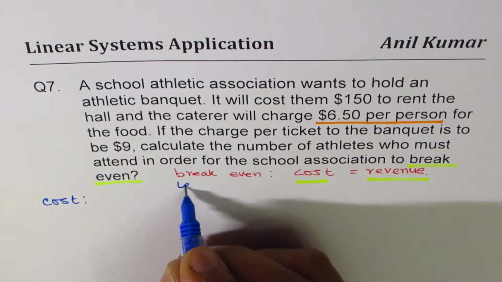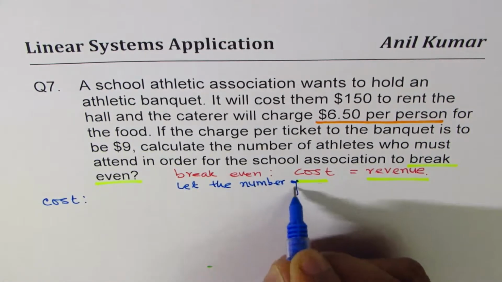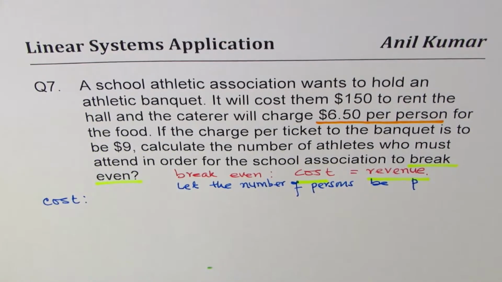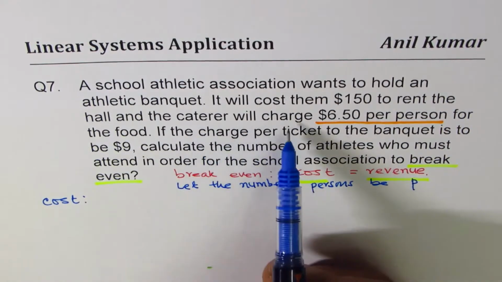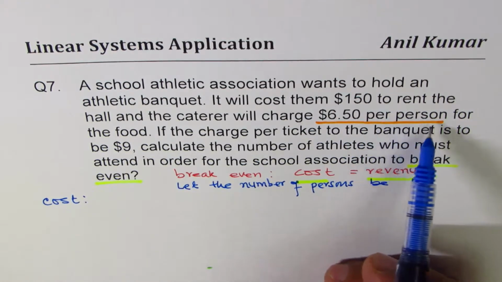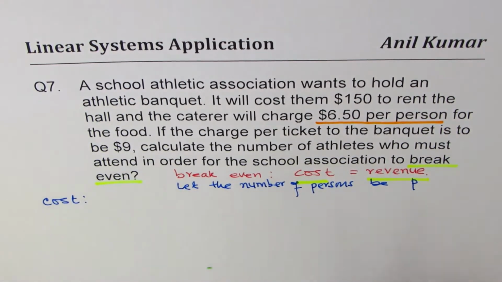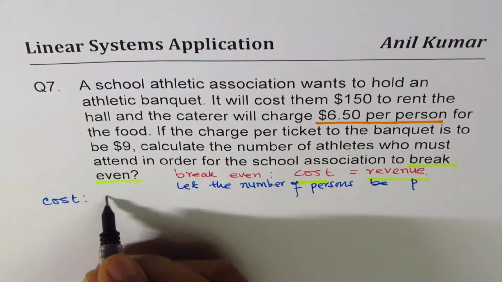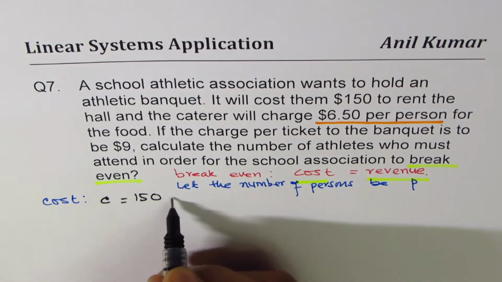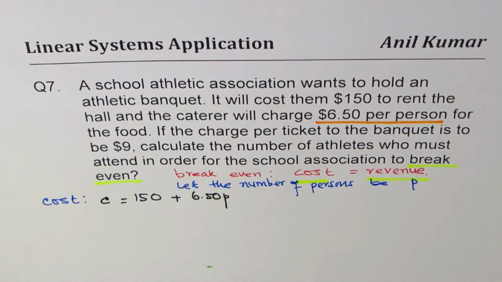We say let the number of persons be P. Okay, so we have defined this variable P, persons. So when you say caterer will charge $6.50 per person, that means total cost will be 6.5 times P, right? So we get cost equation as, let's say cost C is equal to fixed cost of $150 plus 6.50P. Do you see that? So that becomes the cost part.